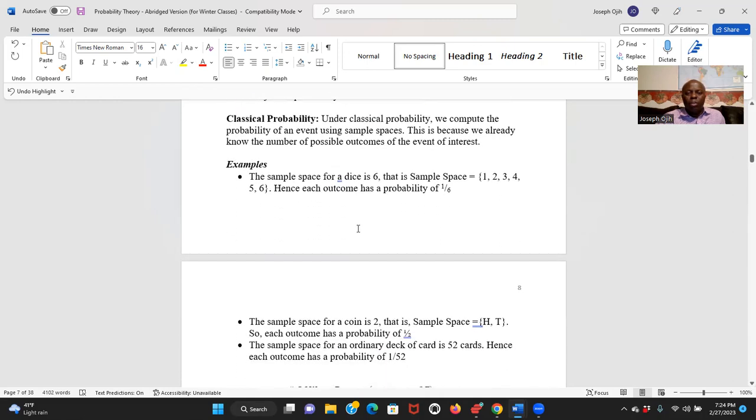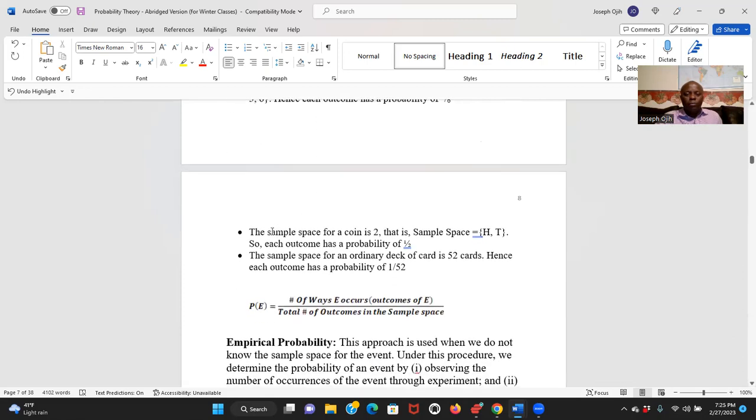Under the classical probability, we compute the probability of an event based on the known sample space. So that means we know the sample space already. For example, a die of 6 sides, the sample space is 6. So we use it to calculate the probability based on that sample space. Days of the week is 7. So we can calculate the probability of choosing a day of the week using that known sample space.